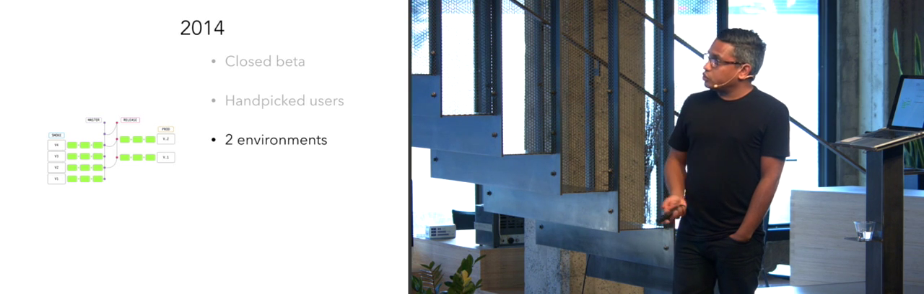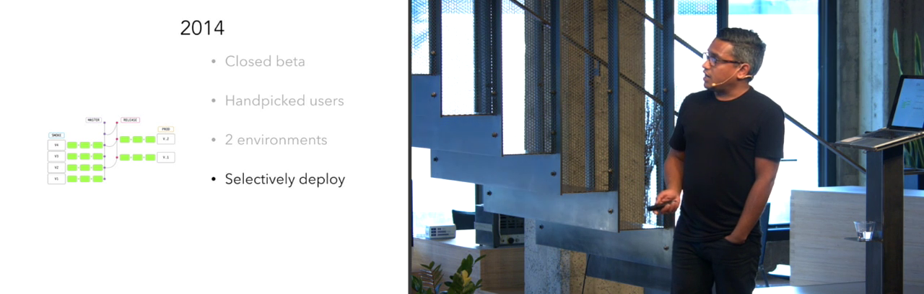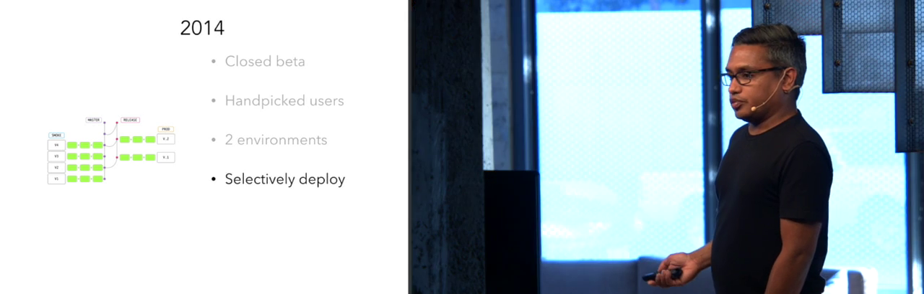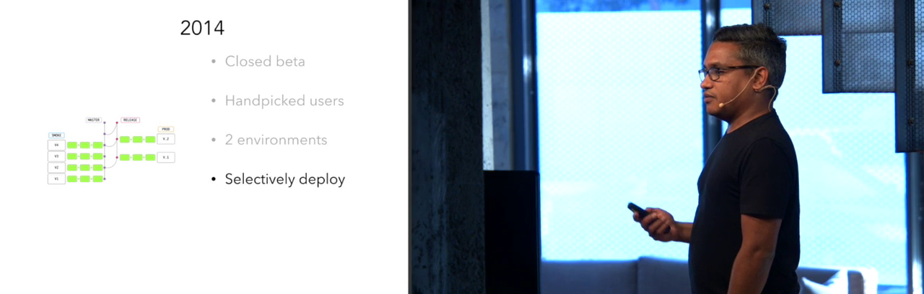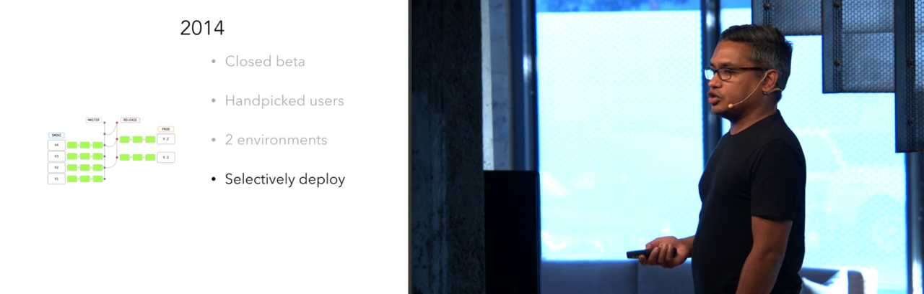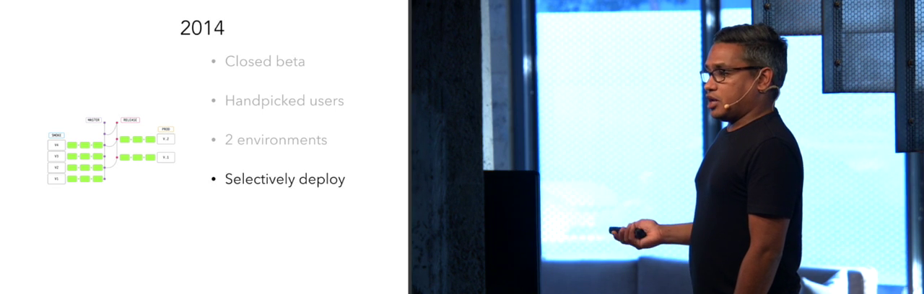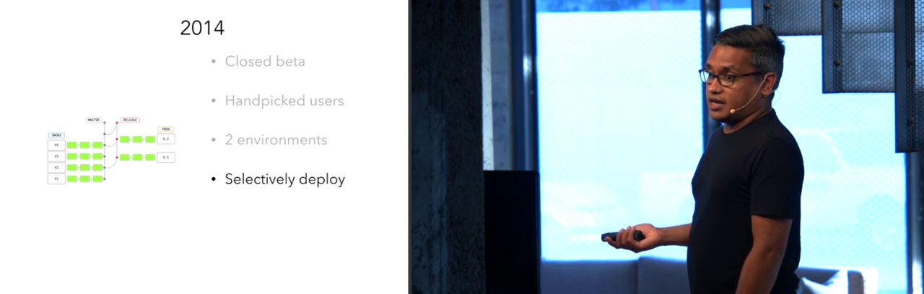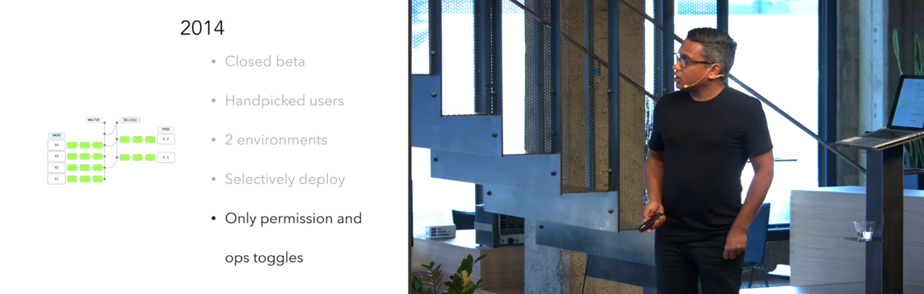So we have 2 environments, as I mentioned, a smoke and a production environment. And we select what to deploy. It was possible because there are very few features. It's a small team. People are sitting around a table. Somebody just pipes up and asks, can I push this through to production? And that's good enough for the most part.